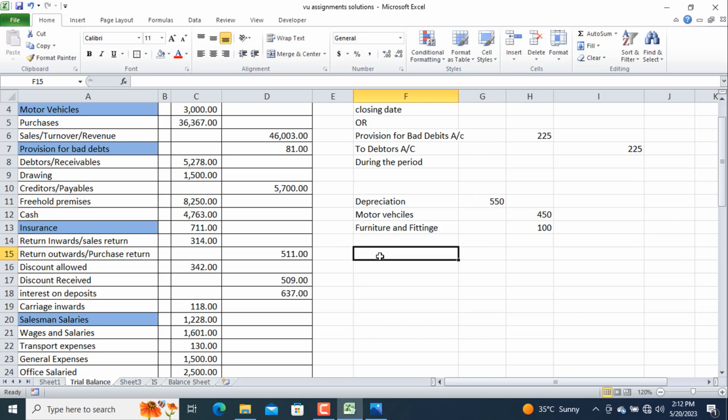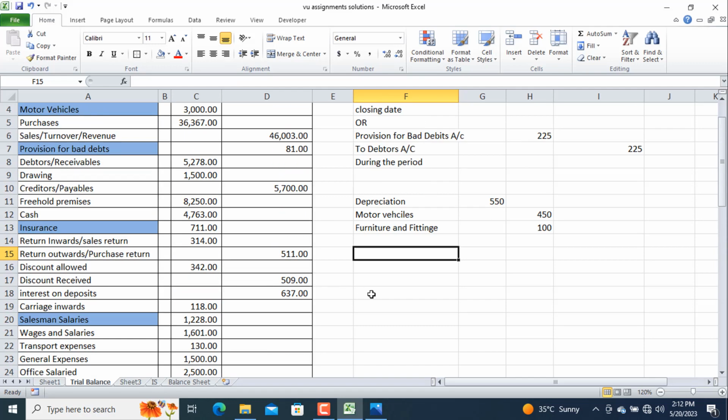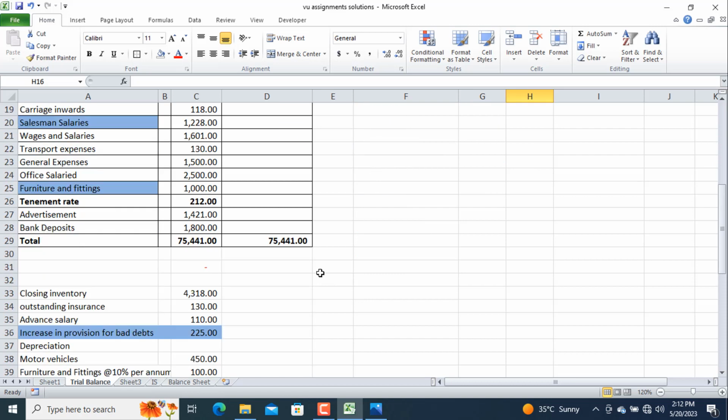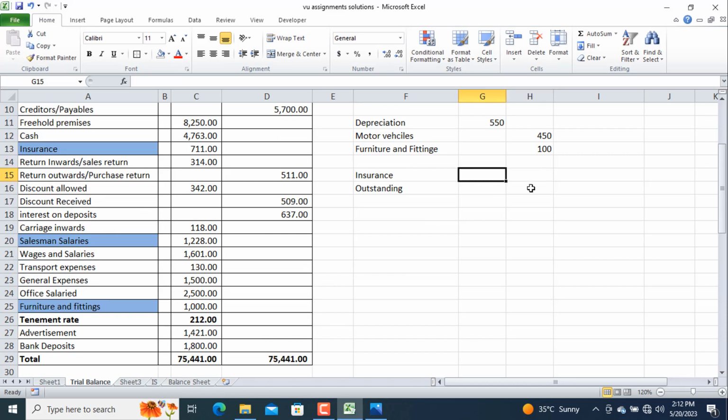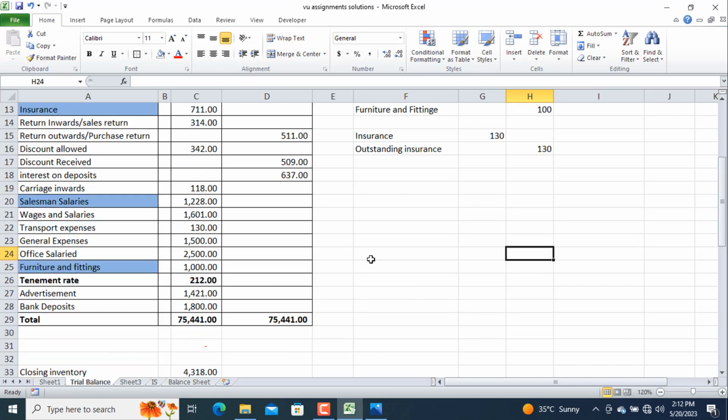Advance outstanding means salary expense. Outstanding insurance, so we have to pay insurance. Outstanding, it is a liability, which is equal to 130. We need to include this outstanding insurance in our adjusted trial balance. Let me clear this one. I am going to make it easy by passing in entries here. Okay, everything is clear.